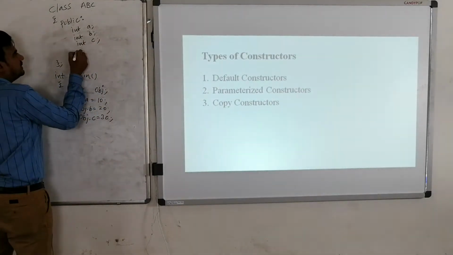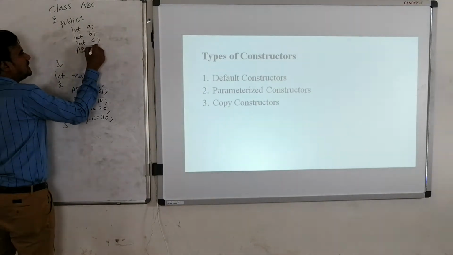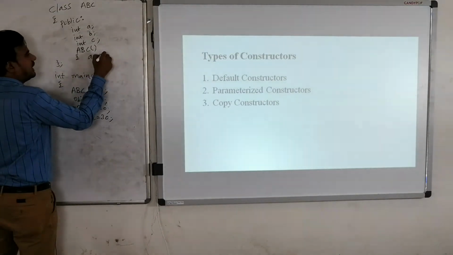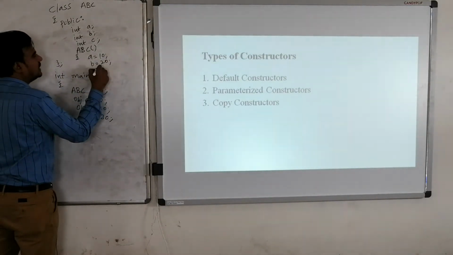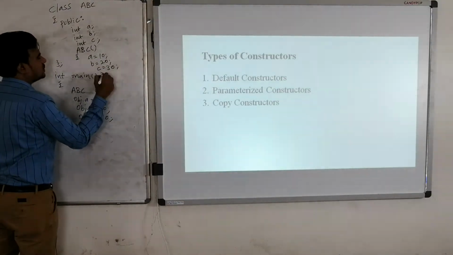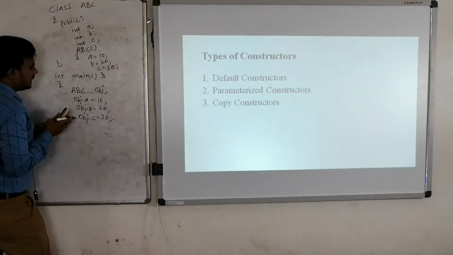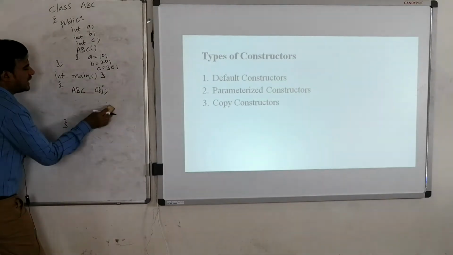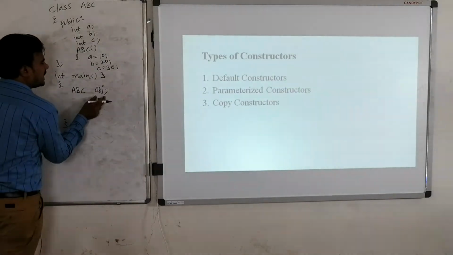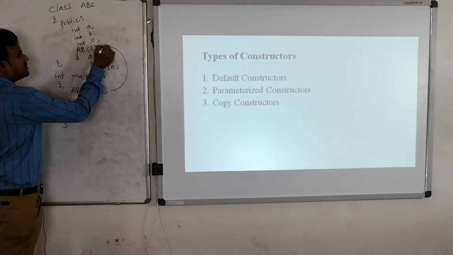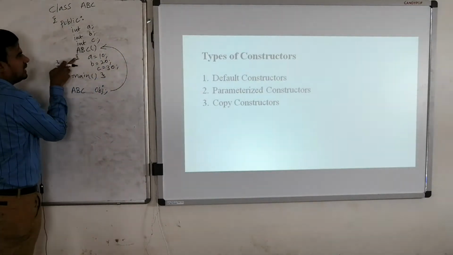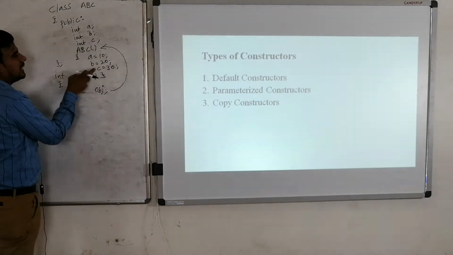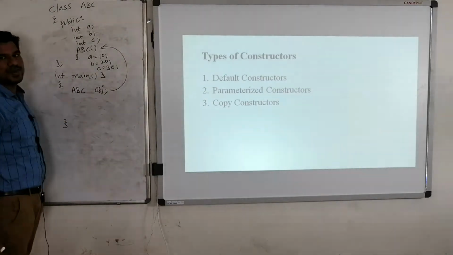So let us assume that in the constructor I am writing, ABC of, inside this constructor I write A equals 10, B equals 20, C equals 30, then close it. If I do it like this, there is no need to write these three statements. Now what will happen? Whenever you create the object, this object creation automatically invokes your constructor. When this constructor gets invoked, all three data members will get these values, 10, 20, 30.